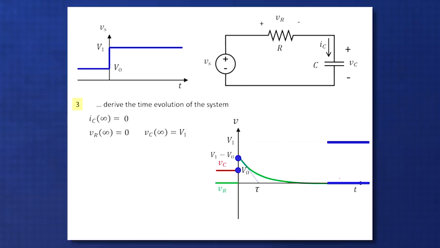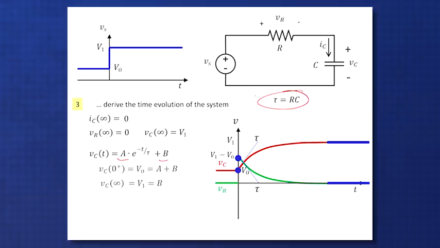I can do the same for the capacitor voltage. It is also going to be an exponential. Again I say, I have these two unknowns, A and B. I know it's going to be the same time constant RC. I know where the voltage is going to start and where it is going to end. So I have these 2 points. I can solve for A and B, and I can find the entire expression.